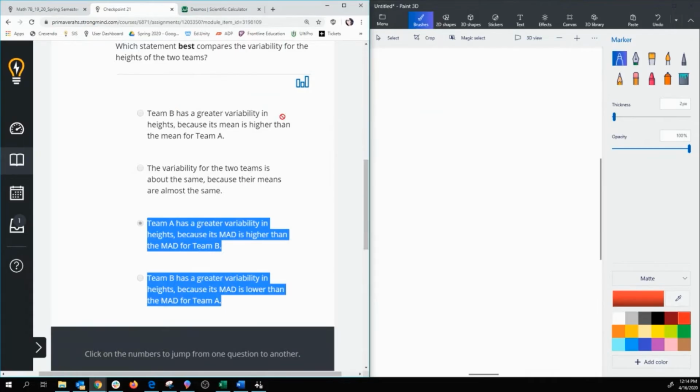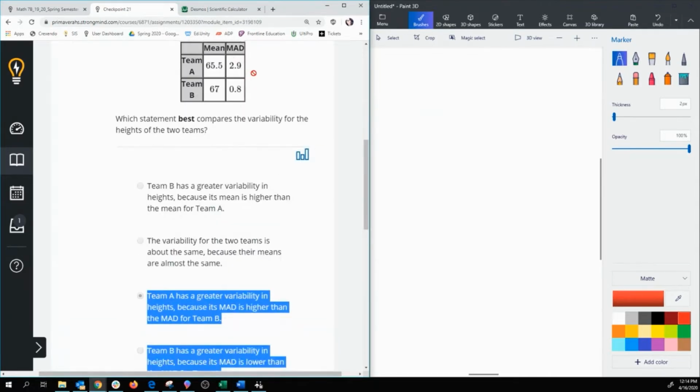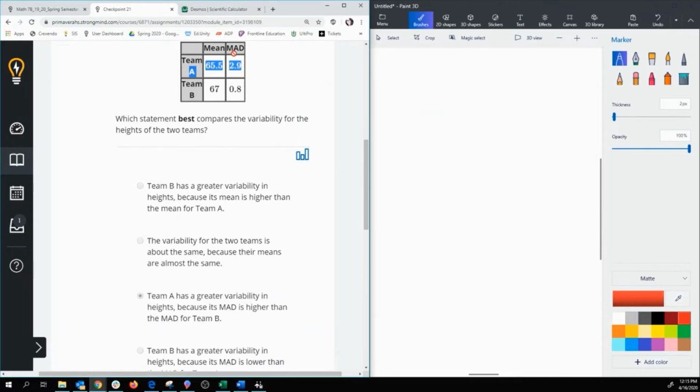So we don't want to pay attention to any of the ones that have means, because the mean absolute deviation is what tells us how far or how close apart our numbers are. So between these 2, team A has a bigger mean absolute deviation. So since team A has a larger MAD, that means that that team has a bigger variability. So whichever option has a larger MAD, that one has more variability.